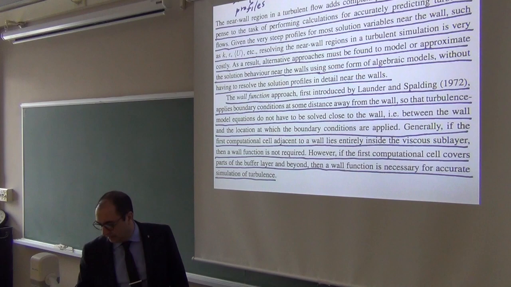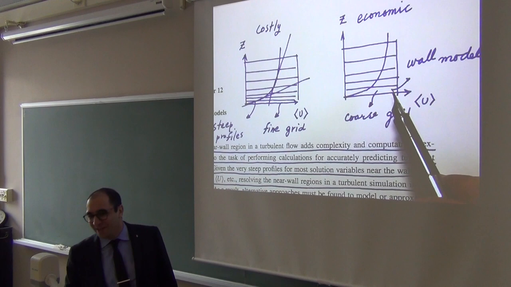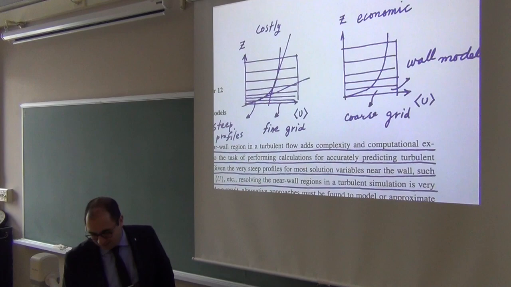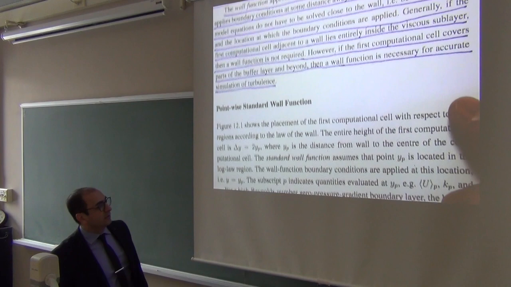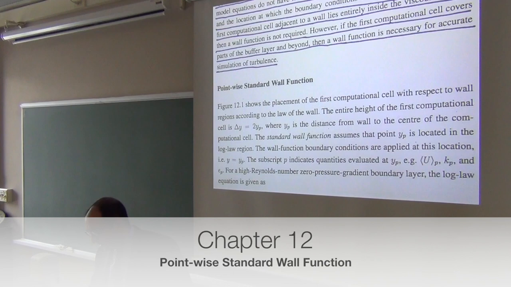So in other words, I'm saying you don't want to be too fine to be in the viscous layer or the buffer layer, and you don't want to be too coarse to be far away from the law of the wall. You just want to be exactly at the law of the wall. So it's one of the most tricky parts of simulations, very often overlooked, results in wrong results, and gives a lot of headache. So if possible, you want to avoid it. Let's talk about, point-wise, the standard wall function. The most simple wall function you might use is described here.